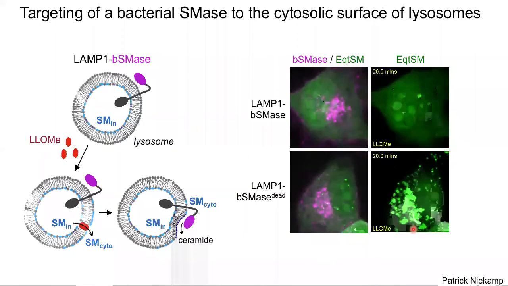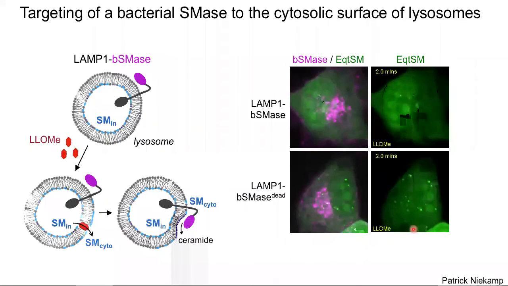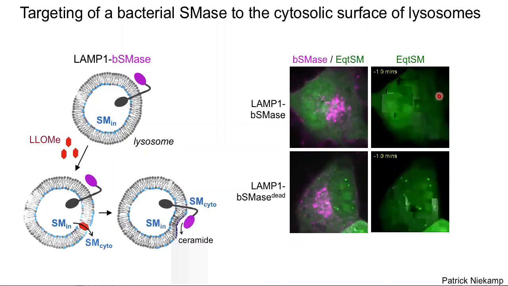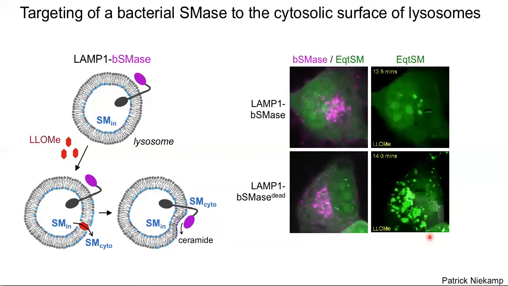Now, to investigate whether sphingomyelin per se or sphingomyelin exposed on the cytosolic surface of damaged lysosomes is critical for their repair, we generated a construct in which a bacterial sphingomyelinase was fused to the cytosolic tail of the lysosomal associated membrane protein LAMP1. And as shown in these two movies, expression of the enzymatically active fusion construct, but not its enzyme-dead variant, could efficiently suppress the mobilization of equinatoxin to damaged lysosomes in LLOMe-treated cells, indicating that the active fusion protein catalyzes a very rapid and efficient turnover of sphingomyelin on the cytosolic surface of damaged lysosomes.